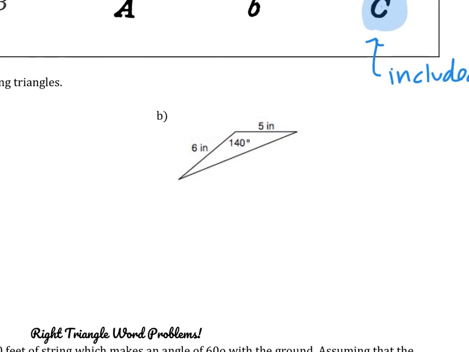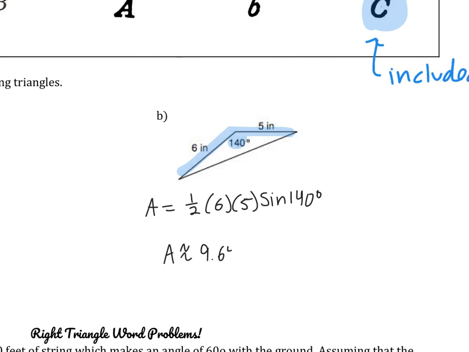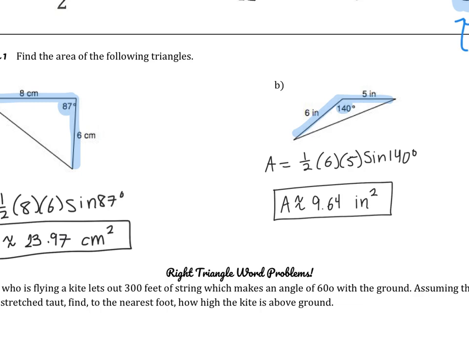So again, you'll see that we have two side lengths and the included angle. So we can find the area by doing 1/2 times 6 times 5 times the sine of 140 degrees. And again, this you can plug into your calculator to get the decimal approximation of 9.64. And again, it will be inches squared. Anything involving area, your unit needs to be squared.